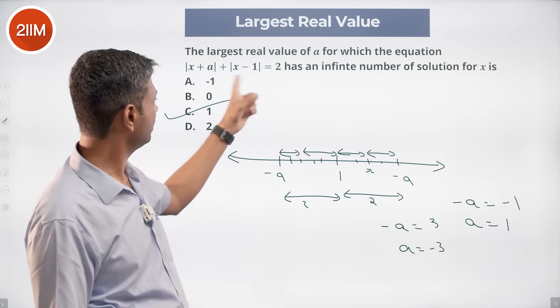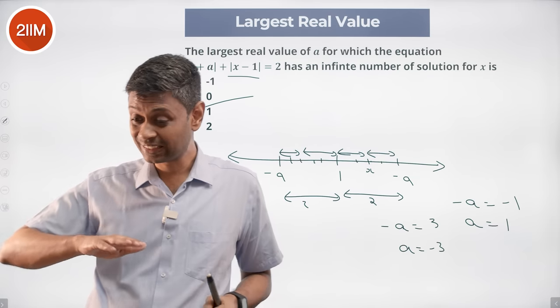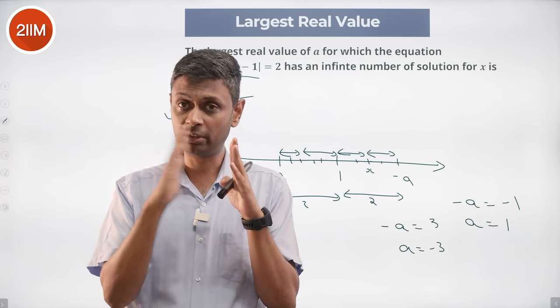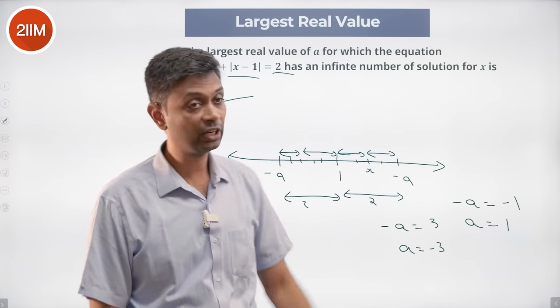So we're basically looking at A to be 2 units from 1. The distance between x and 1 is given. If 1 and A were 2 units apart, then x can be anywhere in between. This will hold good. We'll have an infinite number of solutions.